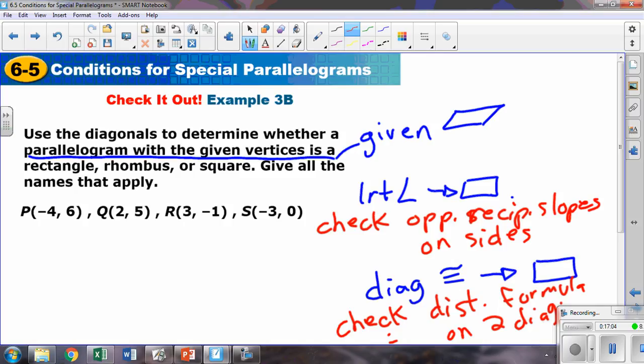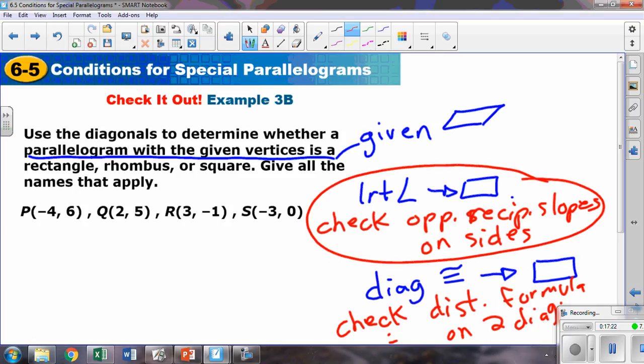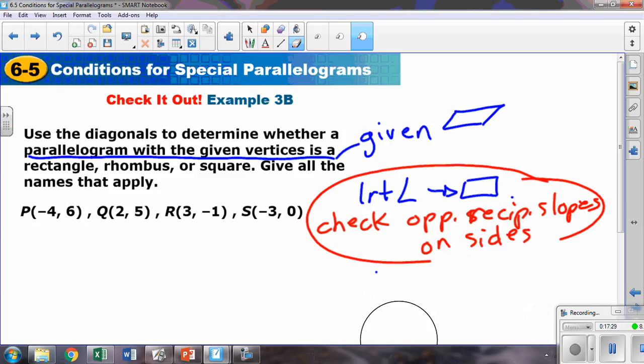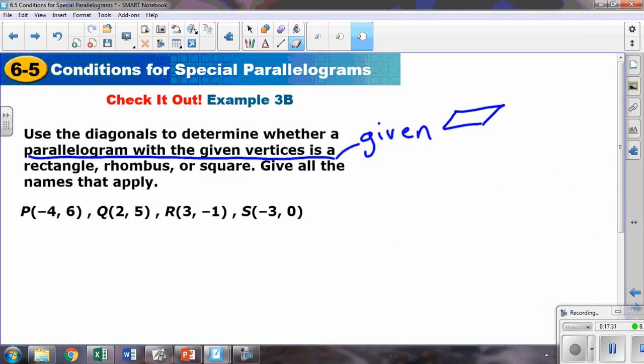So which way looks easier? Checking one pair of slopes or one pair of lengths? I agree with you. I think slopes are easier than lengths. So that's the approach. Because slope is easier, these are the ones that we're going to go for. Okay, so wiping this out to create some room, we're going to check to see if they actually do have opposite reciprocal slopes.